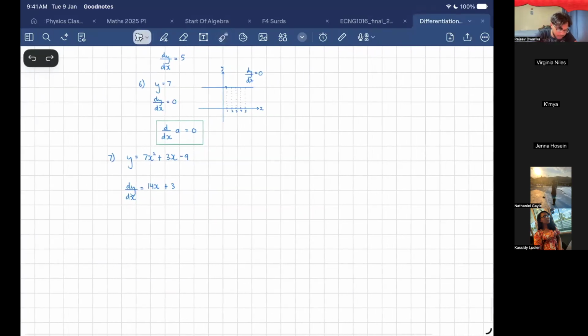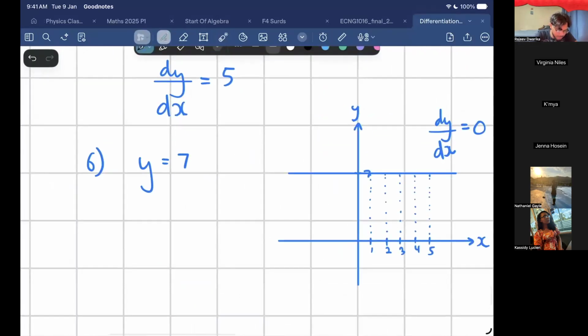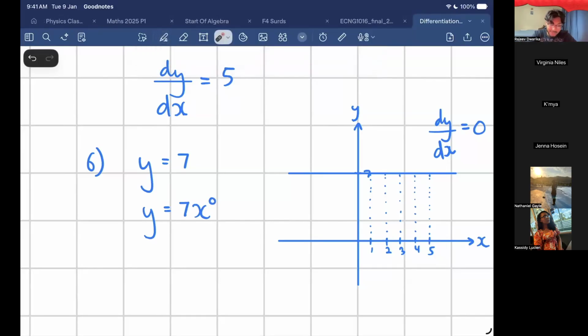Before I move on, I'll just explain something real quick. I think you deserve to see this. Anything to the power 0 is what? Anything to the power 0, drum roll please, is 1. So we could actually write 7 as 7x to what power? Power 0, right? Because 7 is the same thing as 7 times what? So Kamaya, 7 is the same thing as 7 times what?